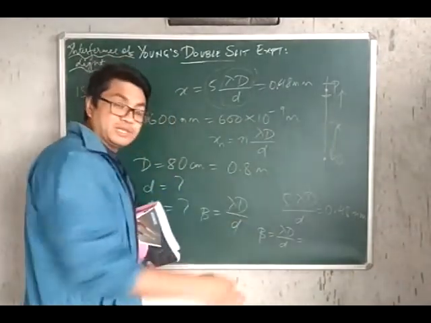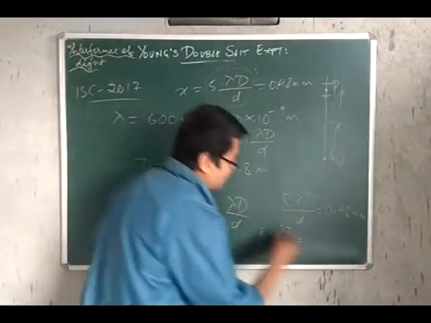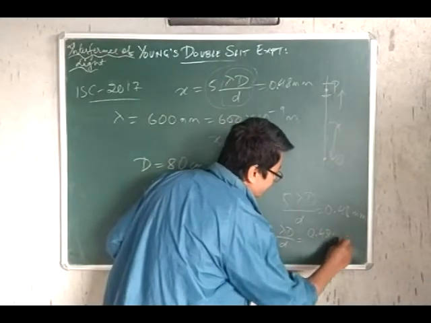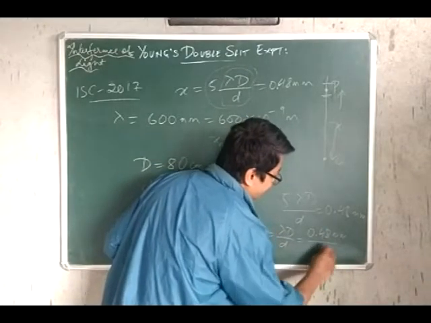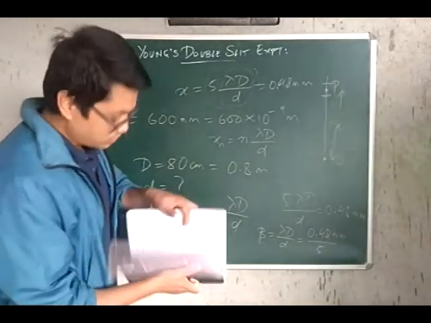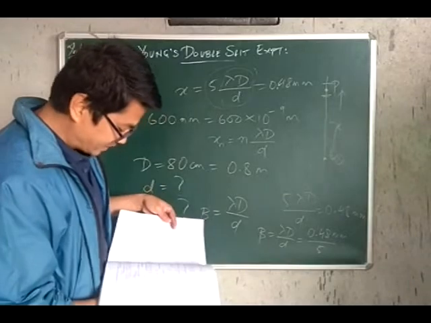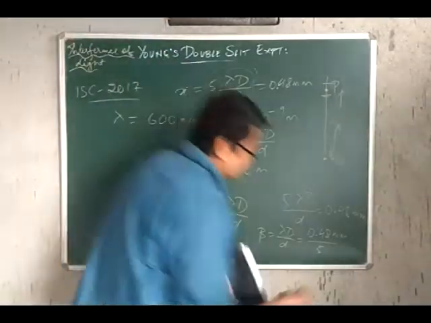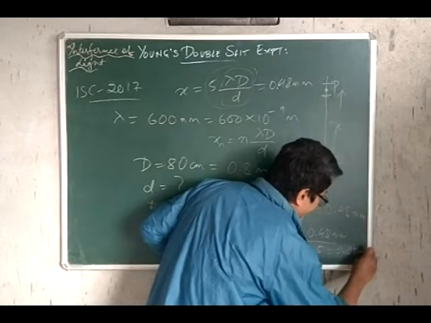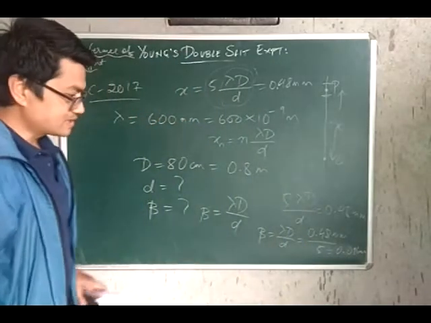I'm being very disorganized, but I hope you all understand. This divided by 5 is going to give us the fringe width. 0.48 divided by 5 comes out to be 0.096 mm. So that is the fringe width.